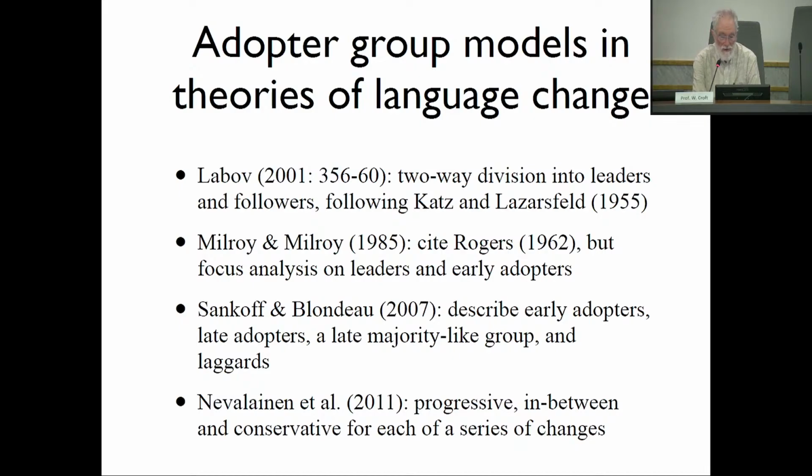following some sociology work from the 50s. The Milroys cite Rogers, but they only focus their attention on leaders and early adopters, the ones who do use innovations first, or prefer innovations first. Sankoff and Blondeau, in a study that we'll talk about, describe early adopters, late adopters, a late majority-like group, and laggards. So they have 4 categories, closer to the Rogers model. And then Nevalainen et al., another study that we also focus on, describe progressive, in-between, and conservative for the series of changes that they look at in the history of English.